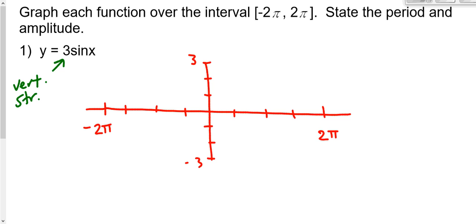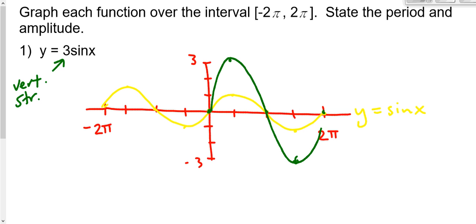So in yellow, I'm going to draw what the regular sine graph would look like. Normally we would go from the middle to the top to the middle to the bottom to the middle. Middle, bottom, middle, top, middle. So what we're going to do is make it 3 times as tall. So we have middle, top, middle, bottom, middle, vertical stretch. Middle, bottom, middle, top, middle. So the green one is the one we wanted.